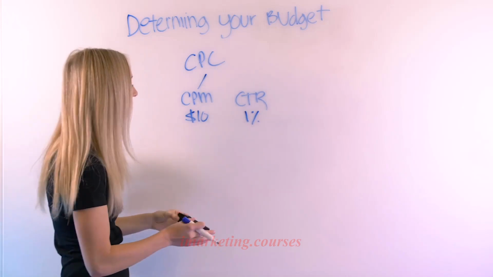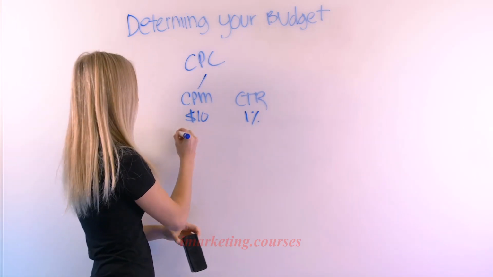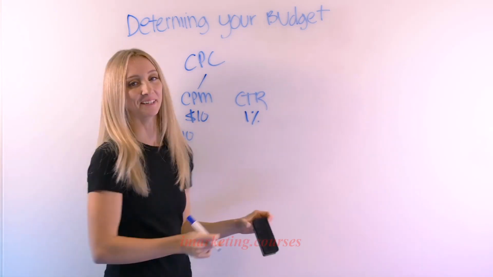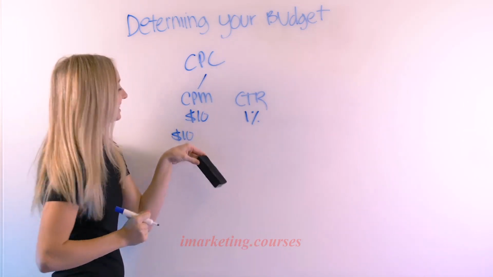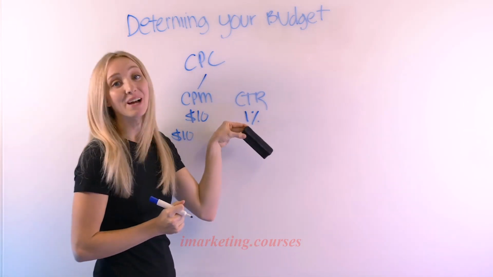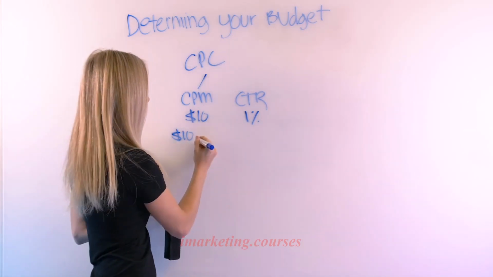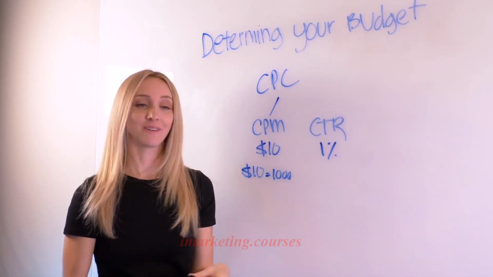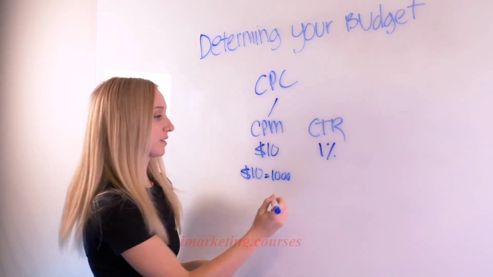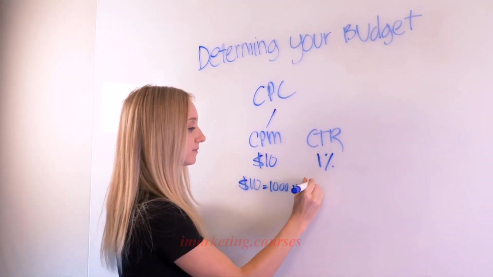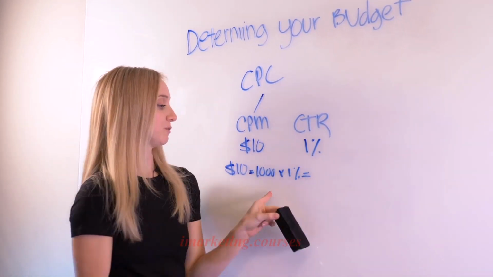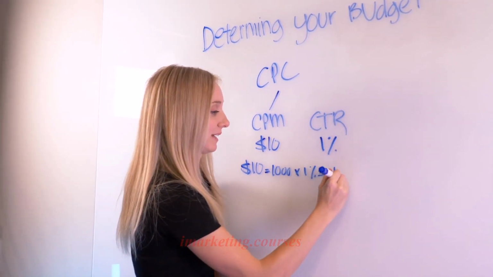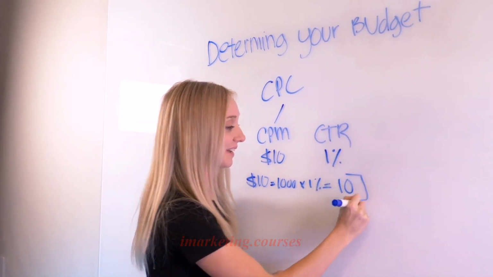So let's say you spend $10 your first day of running TikTok ads. Woo! Spent 10 bucks, your CPM is $10. So that means you're going to reach 1,000 people on TikTok. TikTok's showing your ad to 1,000 people. And your click-through rate is 1%, which means that you are getting 10 people to your site.